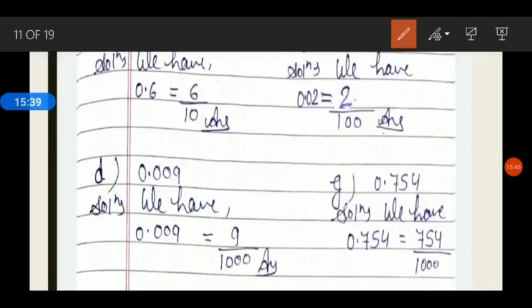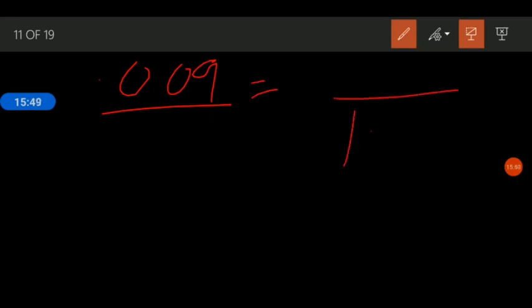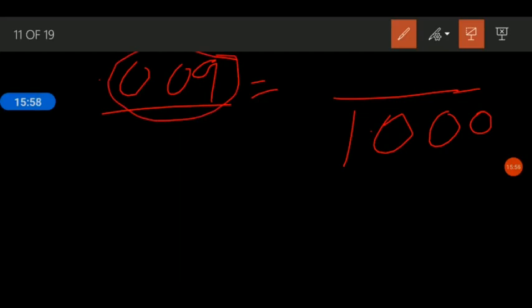Next is 0.009. Now you can see in decimal 3 digits are given. So in the denominator we put 1000, that is 1 followed by 3 zeros. And in the numerator, whatever numbers are given in the decimal, the same number. 009, you can write 009 also, or 9, because 009 means 9.